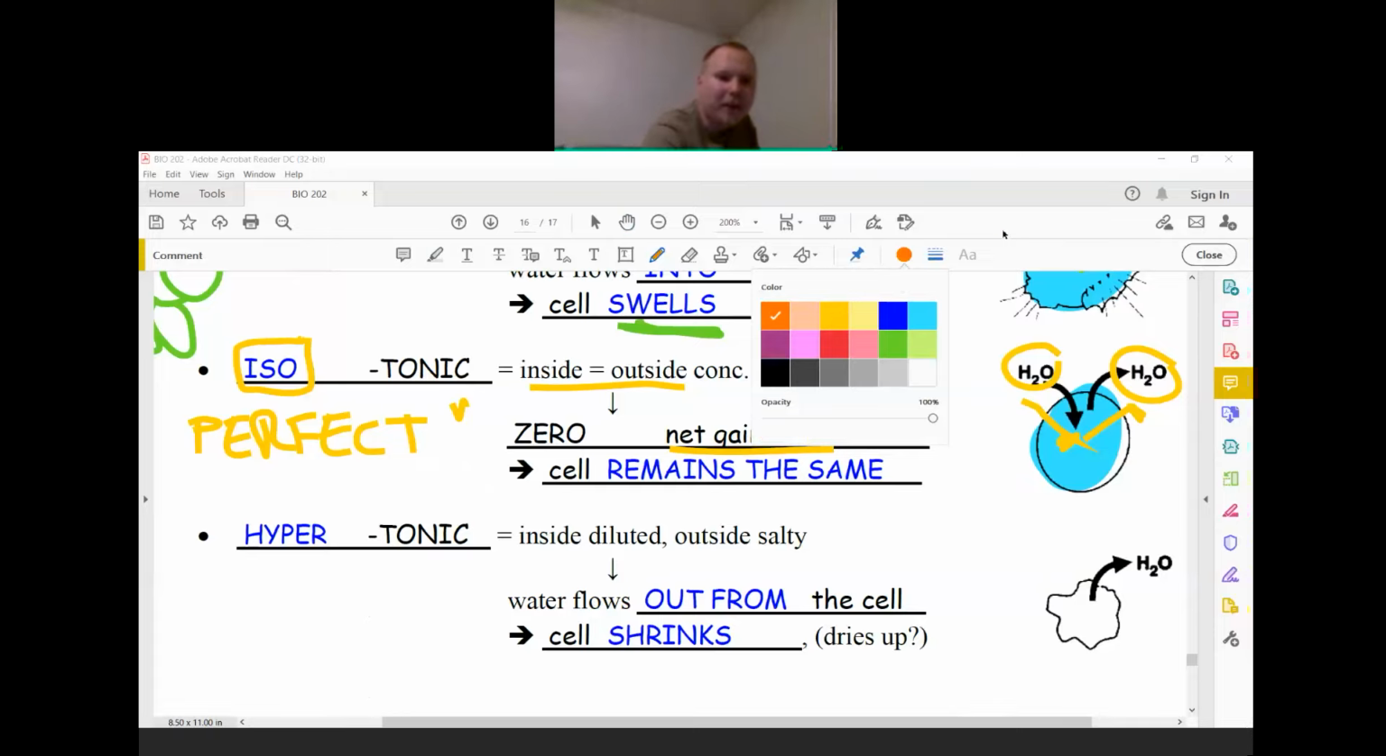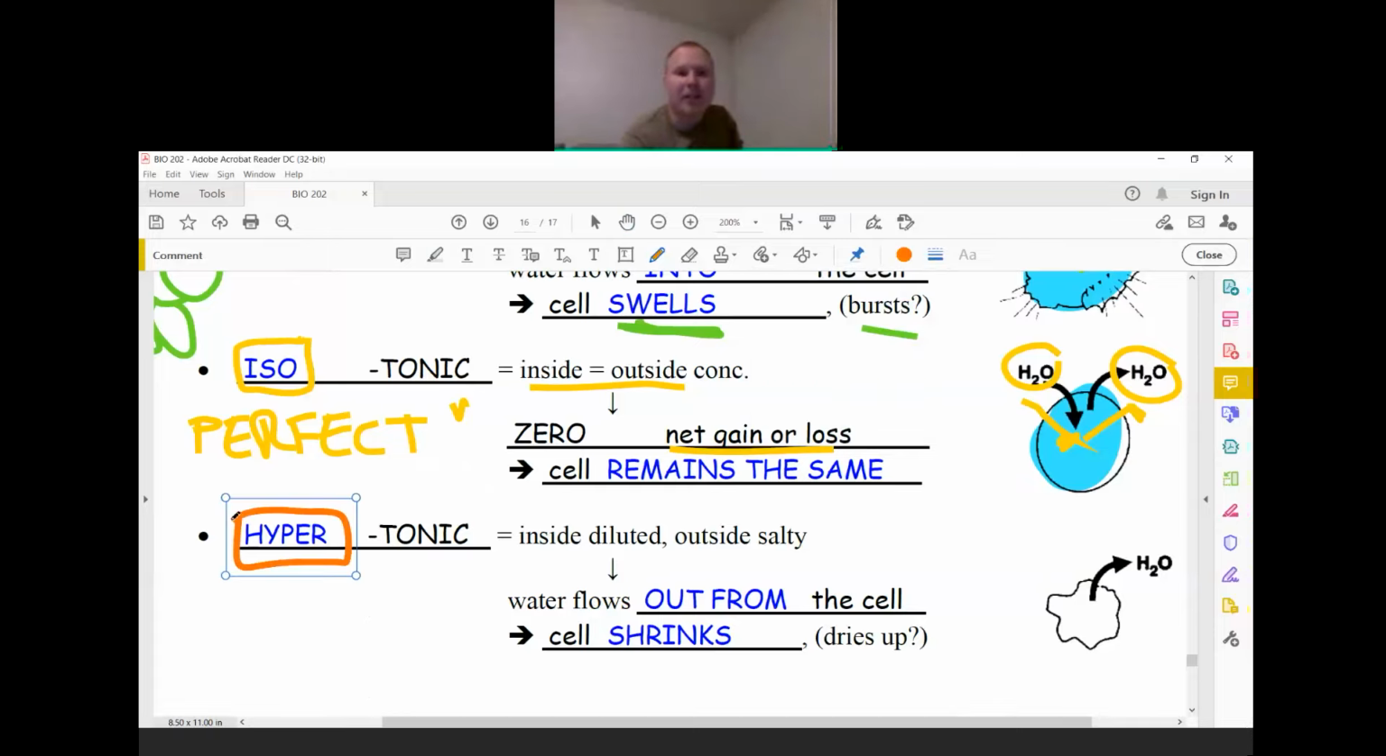What happens with hypertonic cells? Well, in hypertonic cells, the inside of the cell actually has less salts, whereas the salts are on the outside of the cell. As a result, the water flows out from the cell, trying to neutralize that, get to the balance, and the cell ends up shrinking, and it might eventually even dry up.